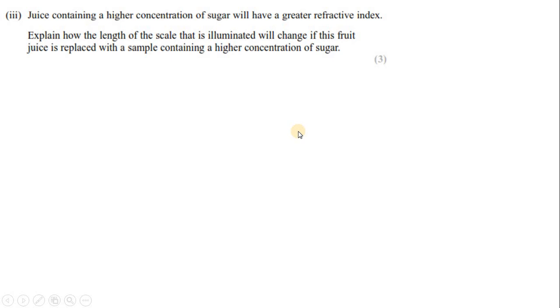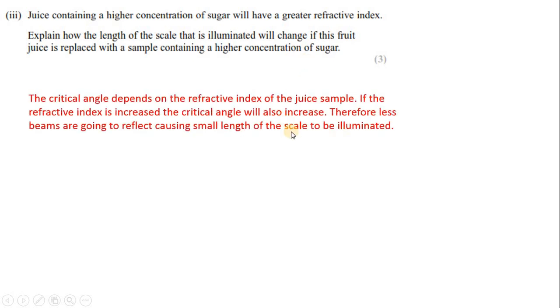Juice containing a higher concentration of sugar will have a greater refractive index. Of course, if the concentration is increased, the refractive index is increased. Explain how the length of the scale that is illuminated will change if this fruit juice is replaced with a sample containing a higher concentration of sugar. So if the concentration of sugar is increased, then the refractive index will be increased, and that will cause theta to increase. That means the incident angle will be more. So there will be very little total internal reflection. So the illuminated region will be less on the scale.